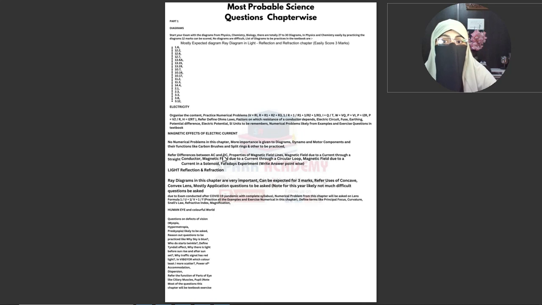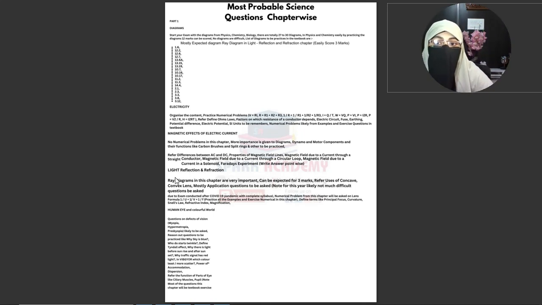Okay, so those questions will be coming for you, and the functions of carbon brushes and split rings in a generator, that kind of questions will be appearing from magnetic effects, and the differences between AC and DC, then properties of magnetic field lines, then the magnetic field due to a current through a straight conductor, then through a circular loop, then a solenoid, Faraday's experiments. So these are the questions which will be appearing for the magnetic effects.